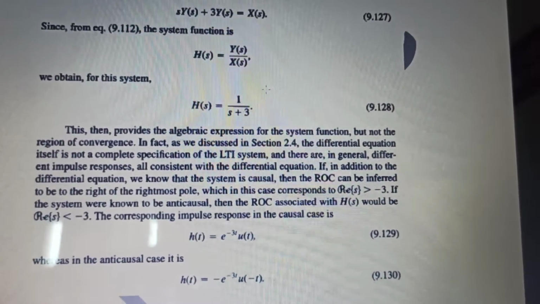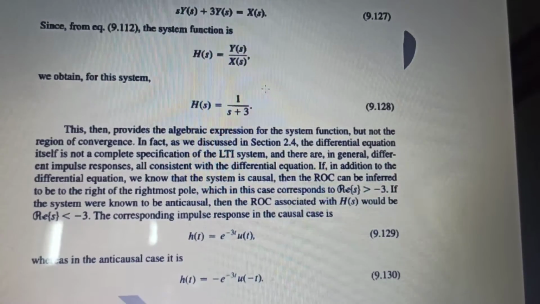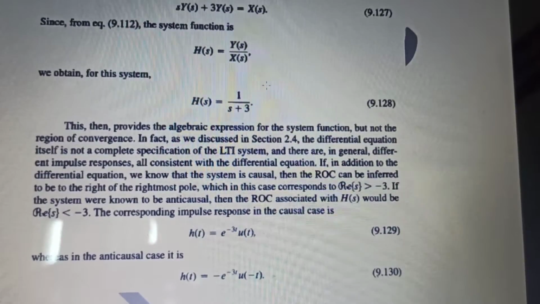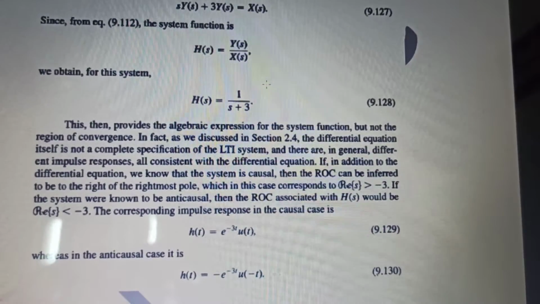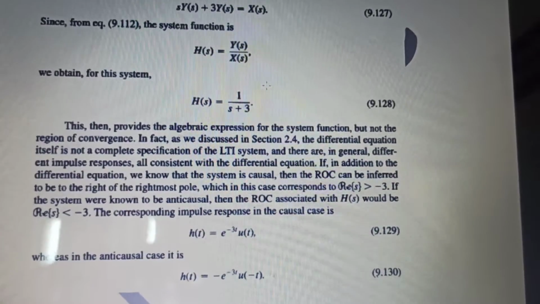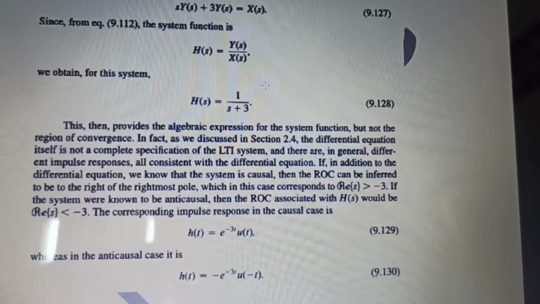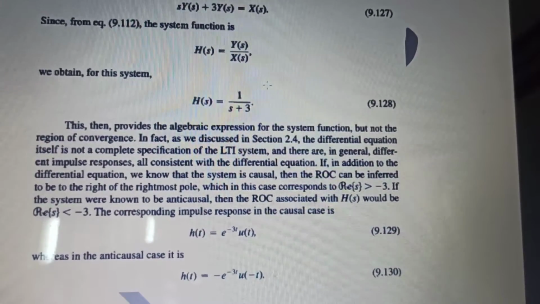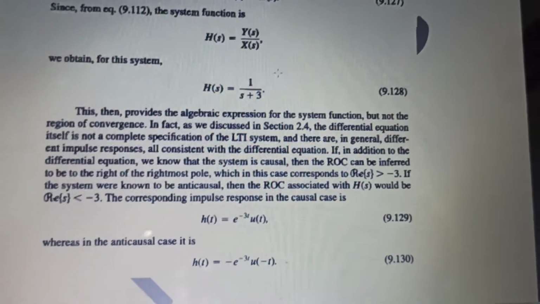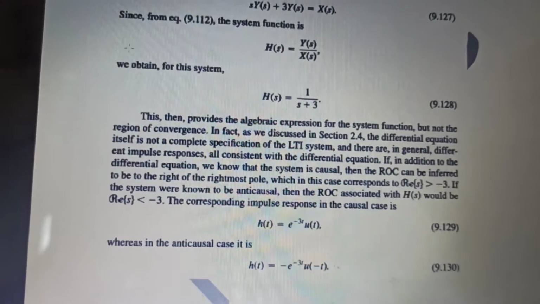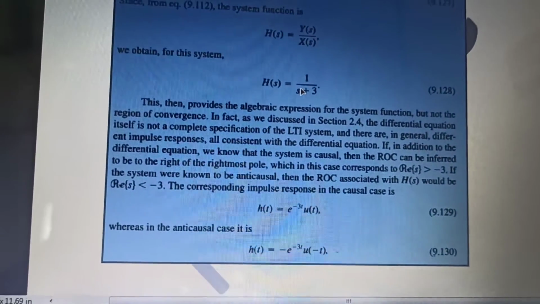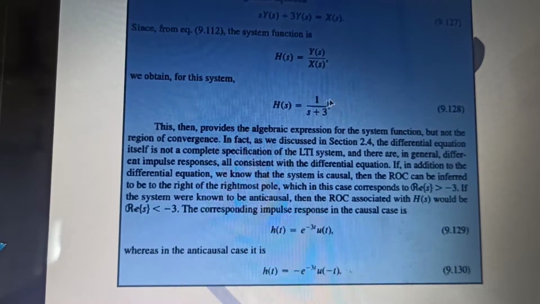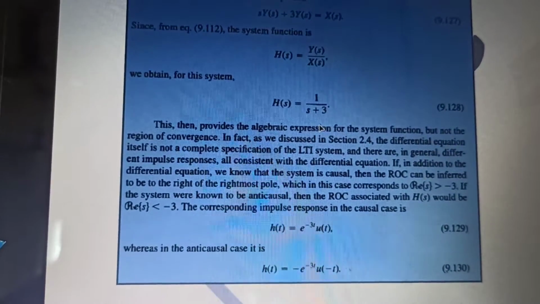Now, coming back to the concerned question that we are discussing. Now, if it is given that the system is causal, then the ROC has to be right of the rightmost pole, and that is only possible. This system, have a look at this. I will use the cursor here. This system will be only causal when, in this term, s is greater than -3.